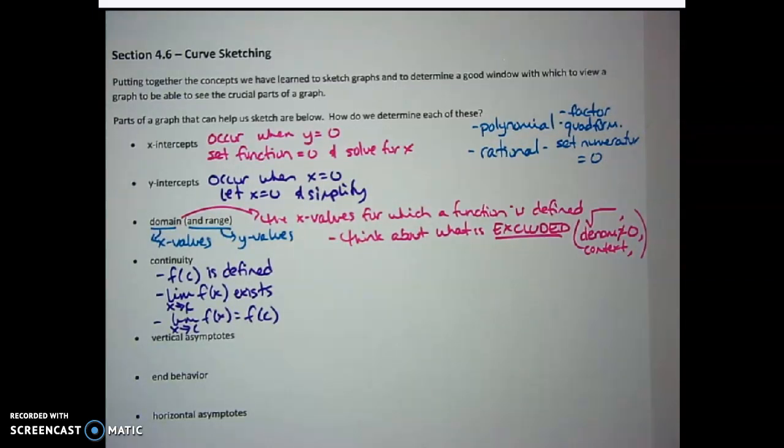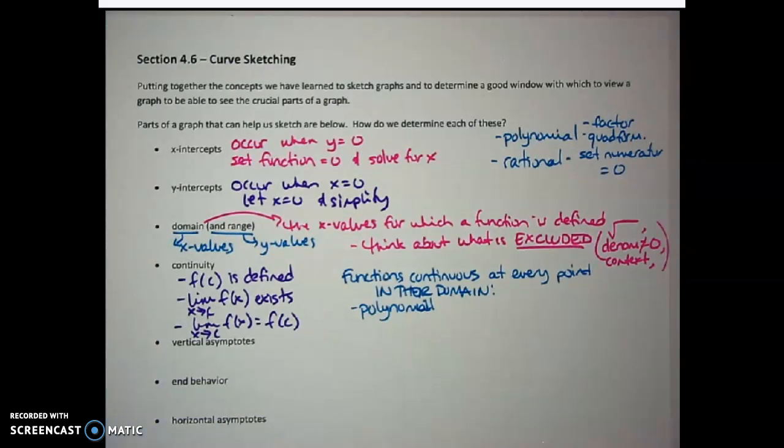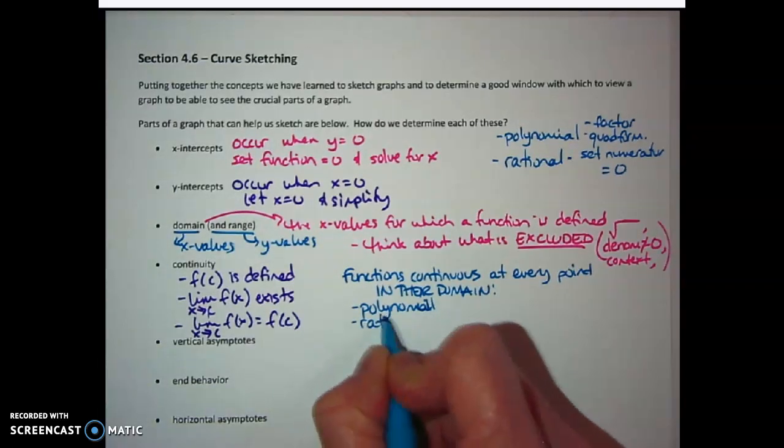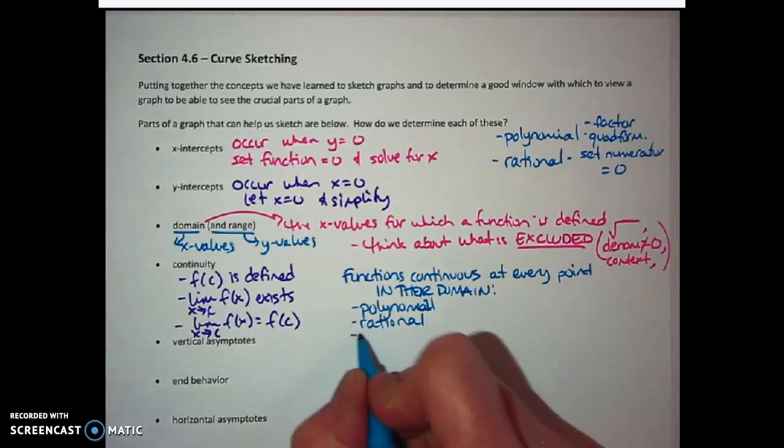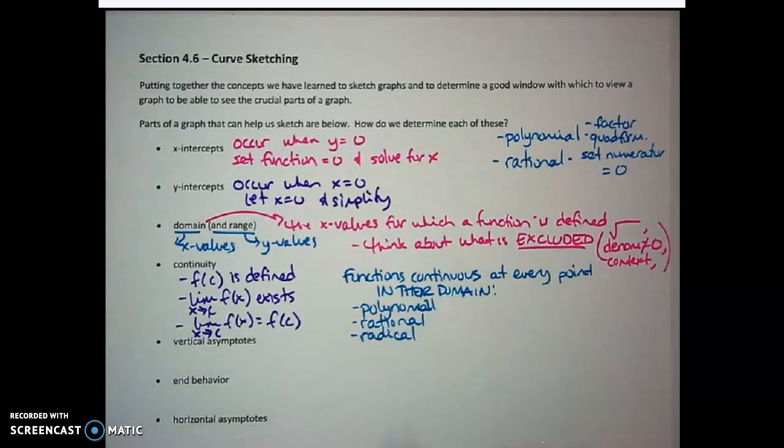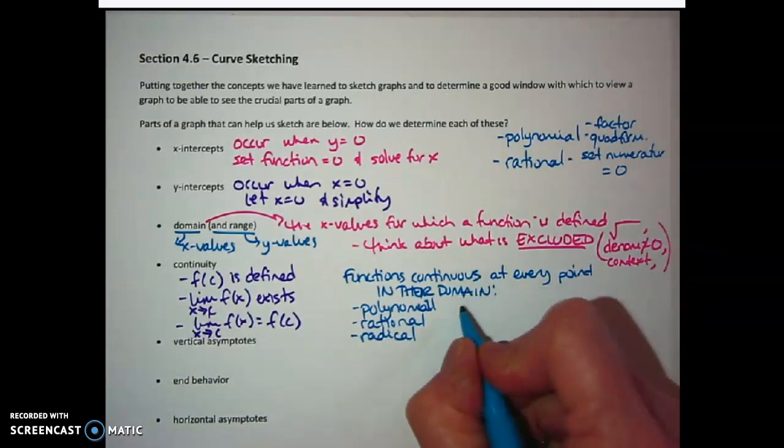Functions that are continuous at every point in their domain, first of all, are all polynomials. All polynomials are continuous. All rational expressions are continuous in their domain. Keep in mind, if there's an asymptote, if it's not defined someplace, then that value is not part of its domain. But within the domain of a rational function, it's continuous at every point. Radical functions, again, there are values at which it's not defined, where it doesn't exist. If we're taking a square root of a negative number, we can't do that, so it wouldn't be in their domain.